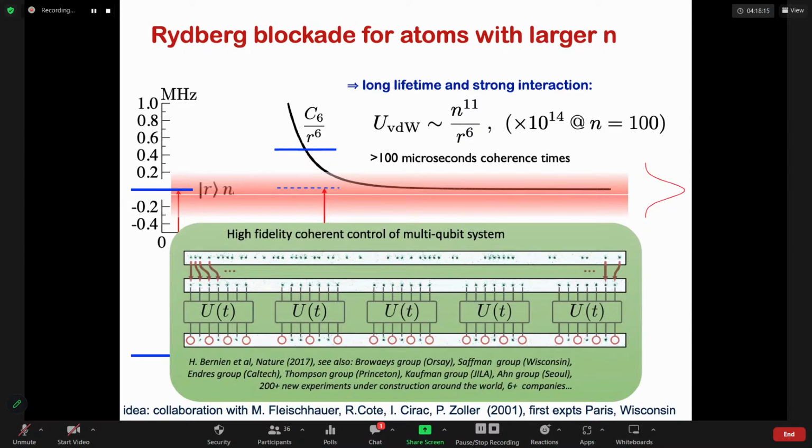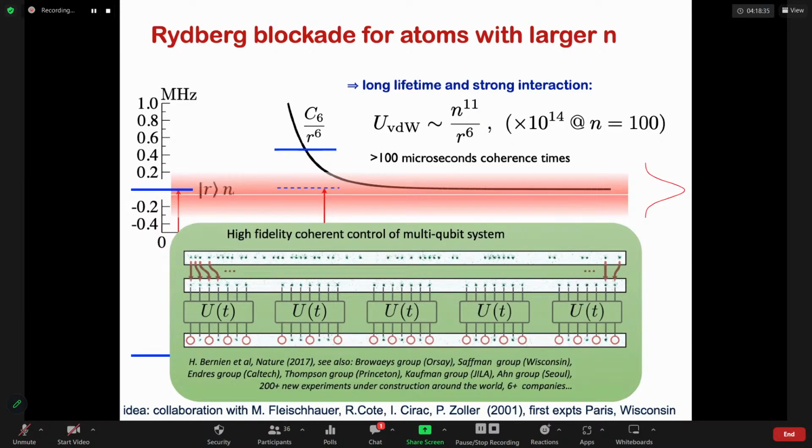And so it turns out to be a very powerful platform for all sorts of things: for quantum metrology, for quantum simulations, for quantum computing. There are now several hundred experiments of this kind being built around the world, and at least 6 companies who are trying to commercialize this technology.